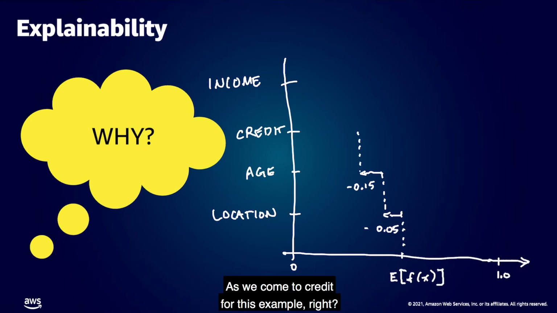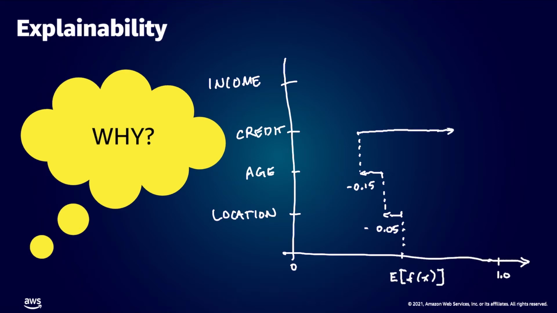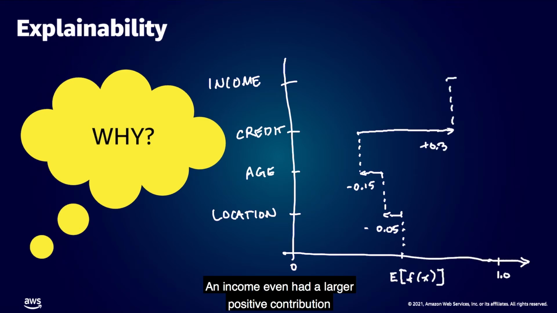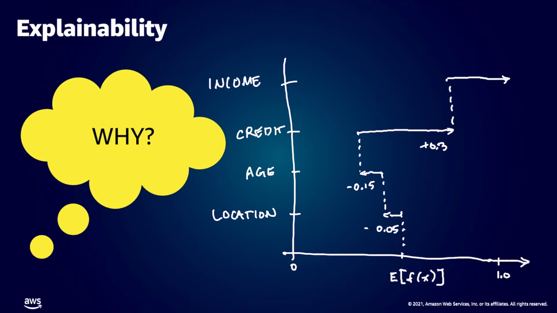As we come to credit for this example, the single individual that applied for a loan, credit in this example had a positive contribution, and this was plus 0.3. And income had an even larger positive contribution of plus 0.35. So we can look at the additive effects of each input variable to get the overall prediction. In this example, it was 0.95.